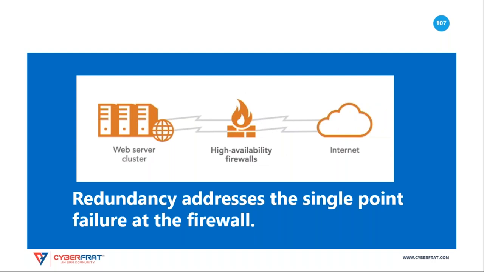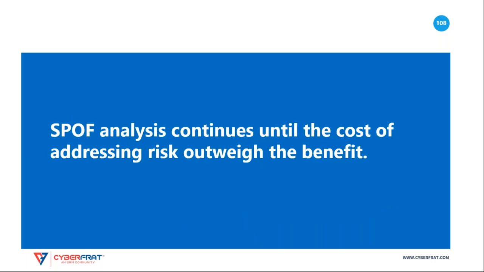As with the web server and firewall, we can remove the single point of failure by introducing redundancy and having two separate networks for each link. If one fails, the service may continue to operate over the other. The single point of failure analysis may continue identifying and remedying issues until either the team stops finding new issues or the cost of remediation becomes prohibitive. Single point of failure analysis is an important part of an organization's continuity of operations planning effort.